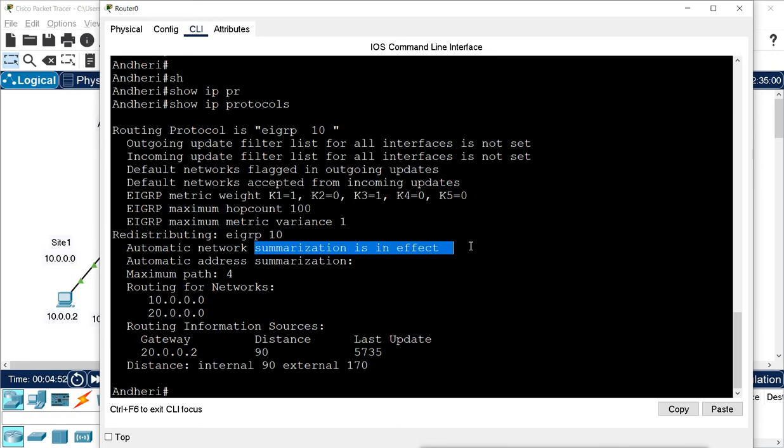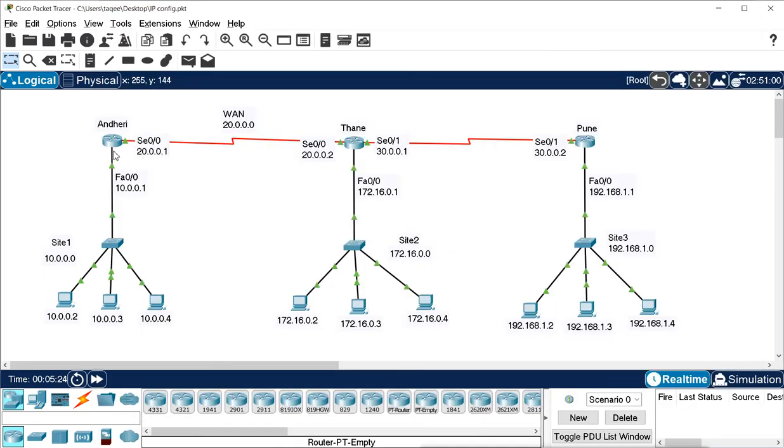Sometimes you may want to disable auto summary, so that if you did the subnetting and want to send the networks separately, you can disable the summarization. EIGRP is a classless routing protocol, so it also supports subnetting and VLSM. It does not matter whether you did subnetting or VLSM, it will still identify the network. Automatic address summarization is not doing anything here.